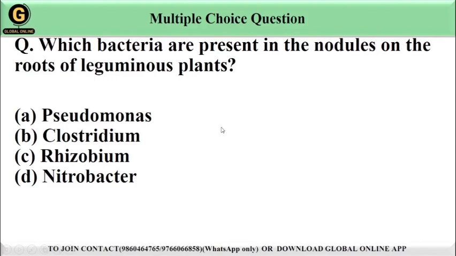The question is, which bacteria are present in the nodules on the root of leguminous plants? Options are given: option A, Pseudomonas, option B, Clostridium, option C, Rhizobium, option D, Nitrobacter. So students, the bacteria Rhizobium are present in the nodules on the roots of leguminous plants. These bacteria play a crucial role in nitrogen fixation, converting atmospheric nitrogen into a form that the plant can use for growth. This mutualistic relationship helps leguminous plants thrive in nitrogen-poor soils. So the correct answer among the options is C, Rhizobium. Let's move on to the next question.